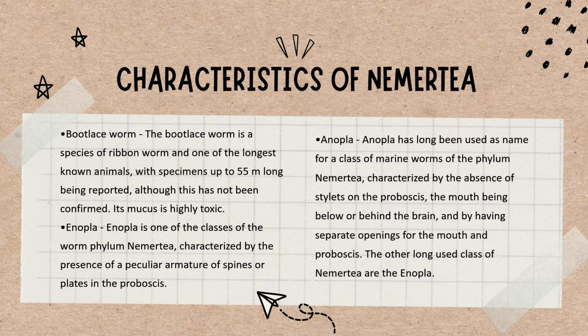Enopla. Enopla is one of the classes of the worm phylum Nemertea, characterized by the presence of peculiar armature of spines or plates in the proboscis. Next is Anopla. Anopla has long been used as a name for a class of marine worms of the phylum Nemertea. It is characterized by the absence of stylets on the proboscis, the mouth being below or behind the brain, and by having separate openings for the mouth and proboscis. The other long-used class of Nemertea are the Enopla.